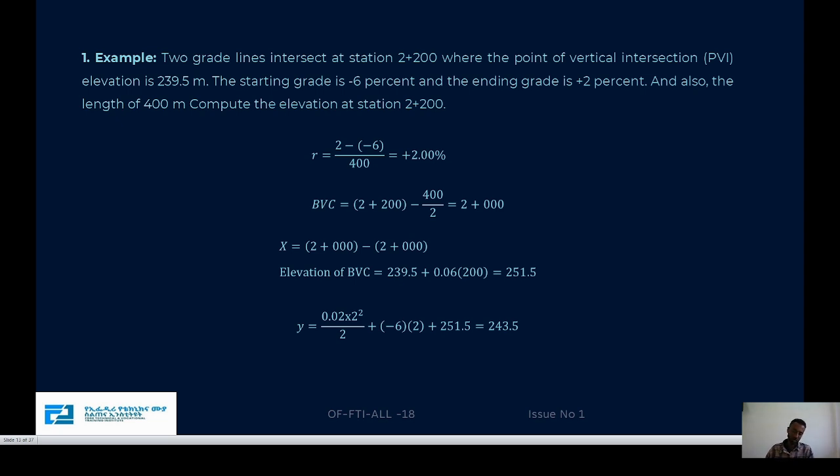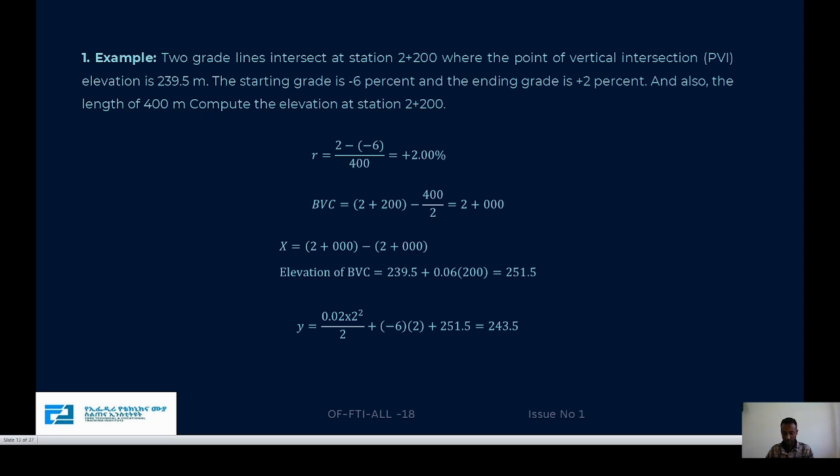R is equal to the grade difference over the length, (G2 − G1). G2 is 2% minus negative 6%, which is 8%, over 400, so R is 2%. The beginning of the vertical curve station is the station of the point of vertical intersection minus L over 2: 2+200 minus 400 over 2, so the beginning vertical curve station is 2+00. The elevation of the beginning of the vertical curve comes from the elevation of the vertical intersection plus the grade, minus 6%, times the distance.